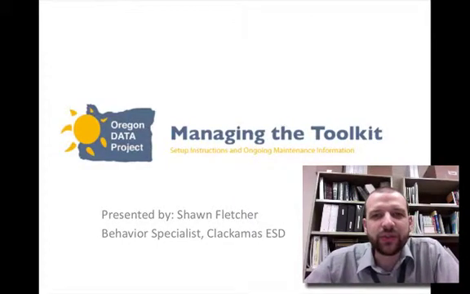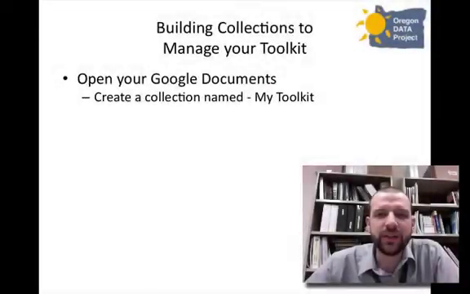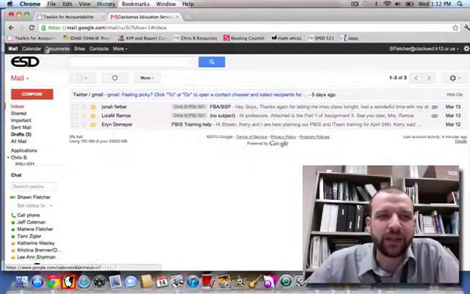Now that you've downloaded your toolkit, the next step is to make a collection of folders in your Google Docs to make managing your toolkit easy. The first thing we're going to do is open up our Google Docs and create a folder called My Toolkit. When you're in your email, you can look up here and you can easily access your Google Docs.